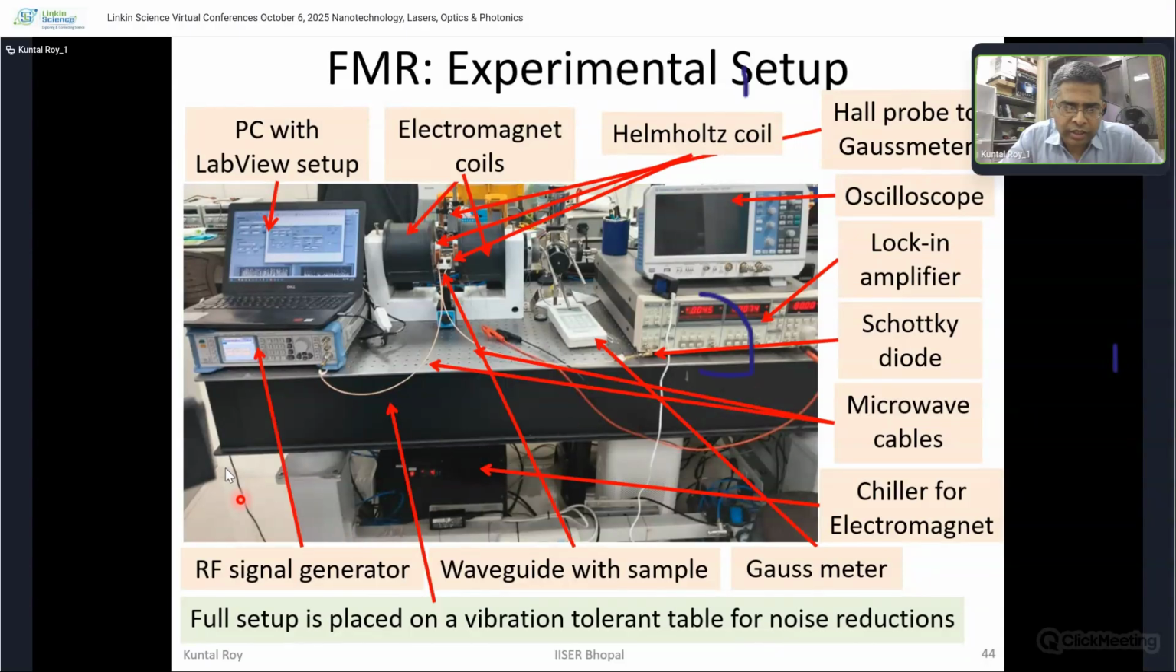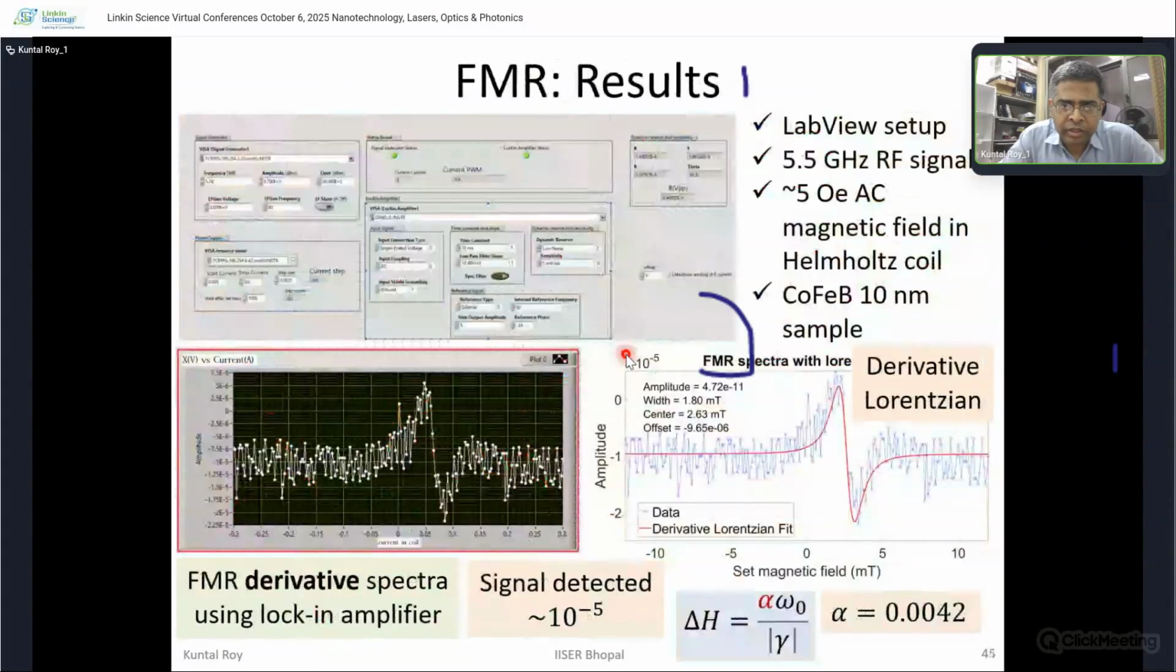These are the microwave coils and the RF signal generator, through which we generated the RF signal that acts as a negative damping. So here is the FMR line, and this is the derivative spectra that we have gotten. You see that we have been able to detect a signal of 10 to the power minus 5 compared to 10 to the power minus 6, which is quite the noise floor, but we have gotten a very nice fitting with this setup, and from there we can calculate the alpha is 0.0042.